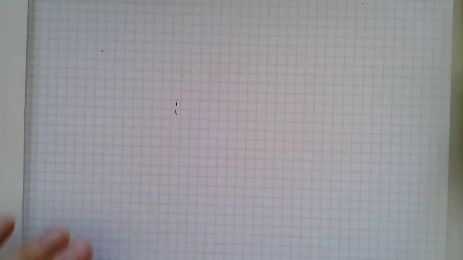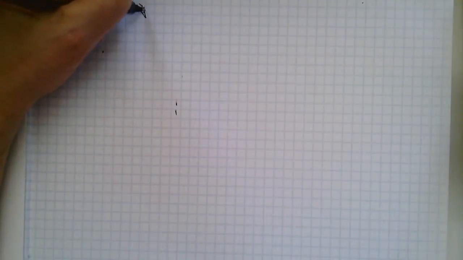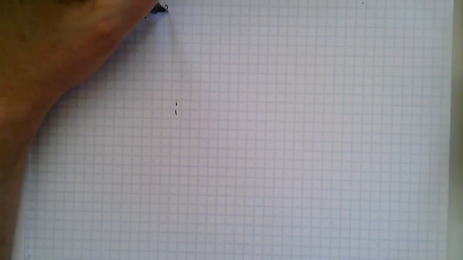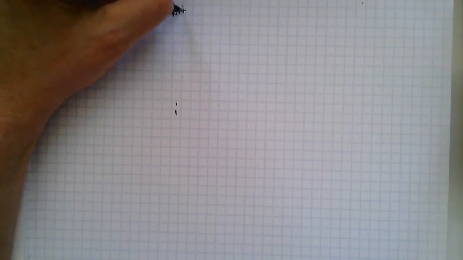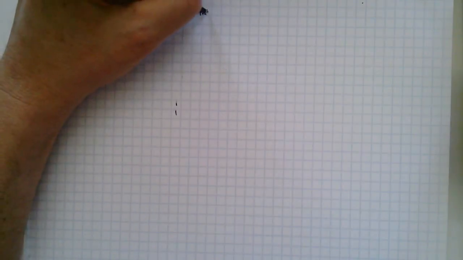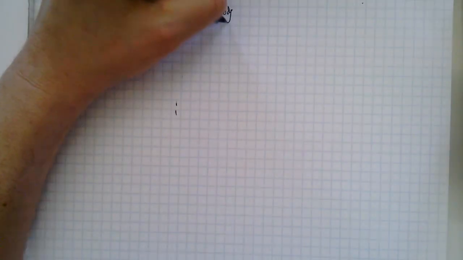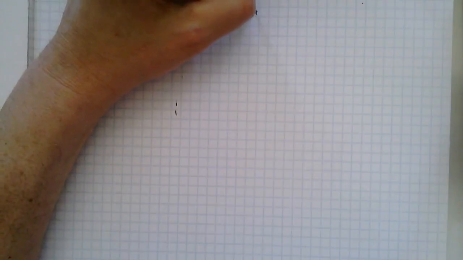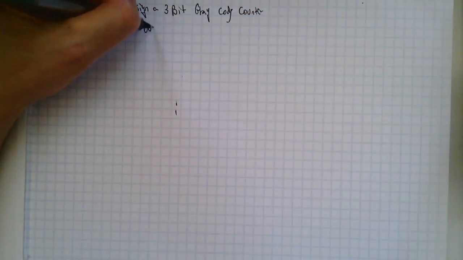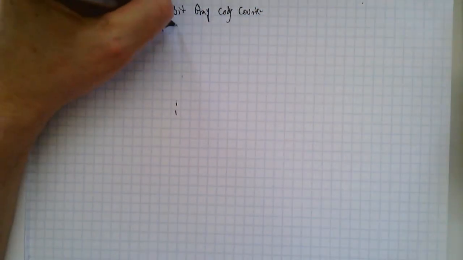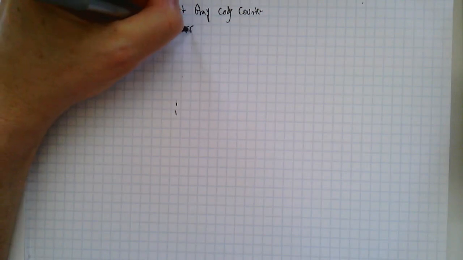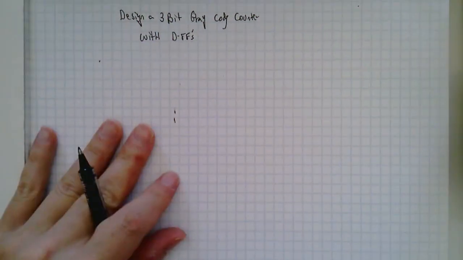Design a 3-bit gray code counter with D flip-flops. That's a question that can appear on a final.